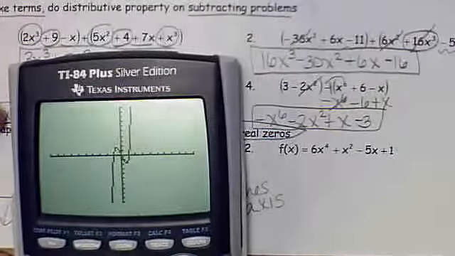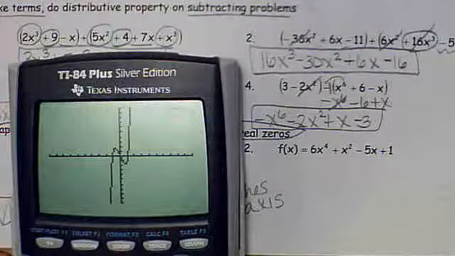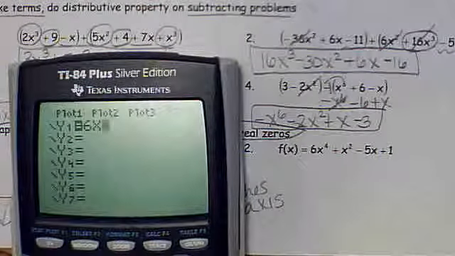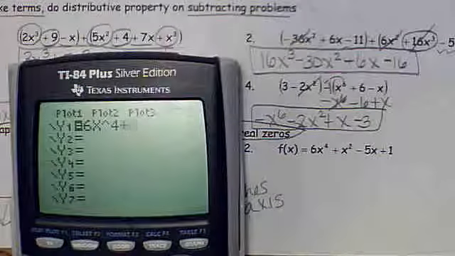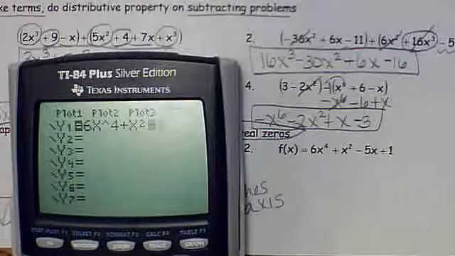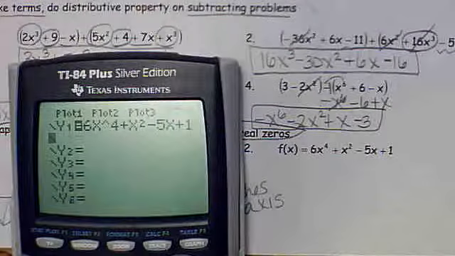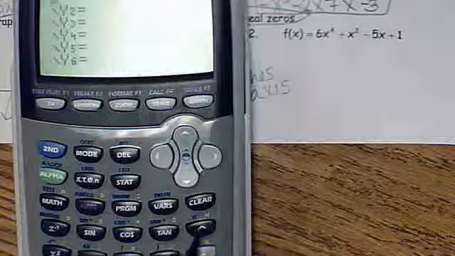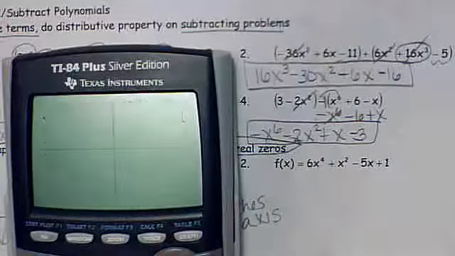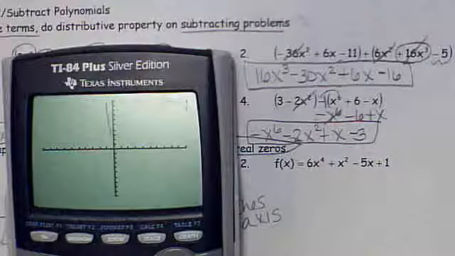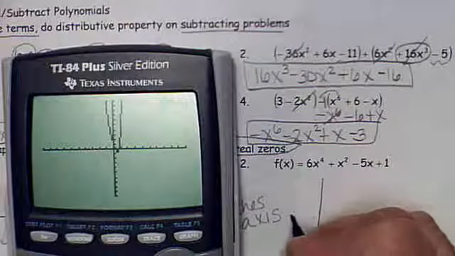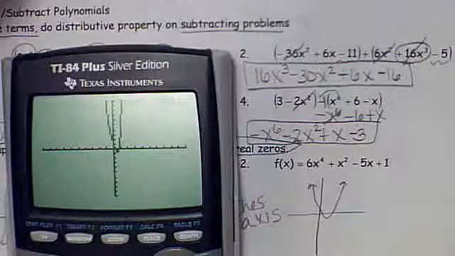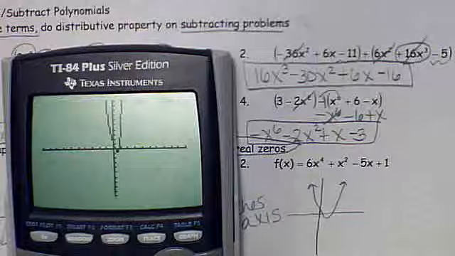So let's look at number 2. 6x to the 4th plus x squared minus 5x plus 1. I'm going to go into y equals. I'm going to type that in. 6x to the 4th plus x squared minus 5x plus 1. Remember, to get to the 4th power, you use the caret key. It's right above divide. Press graph. Draw a sketch of it. And count how many times does it touch the x-axis. It looks like twice.